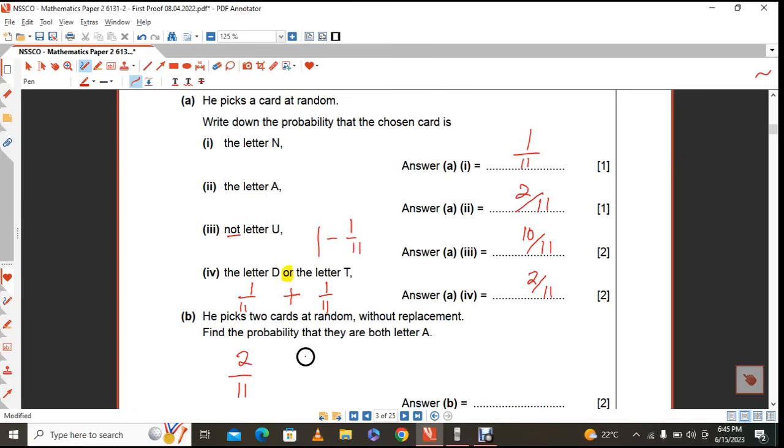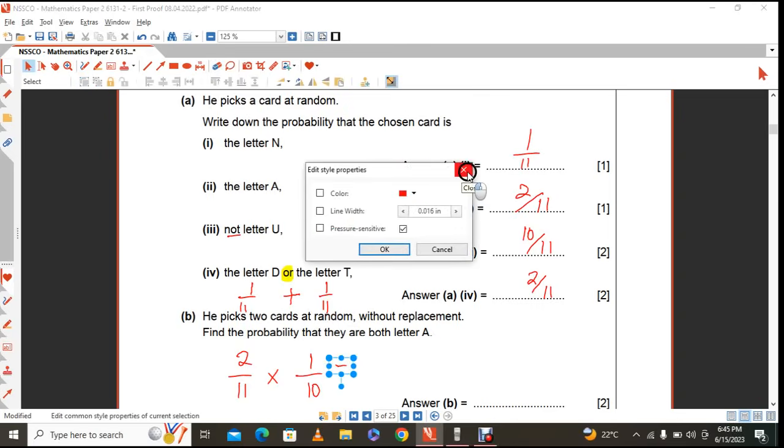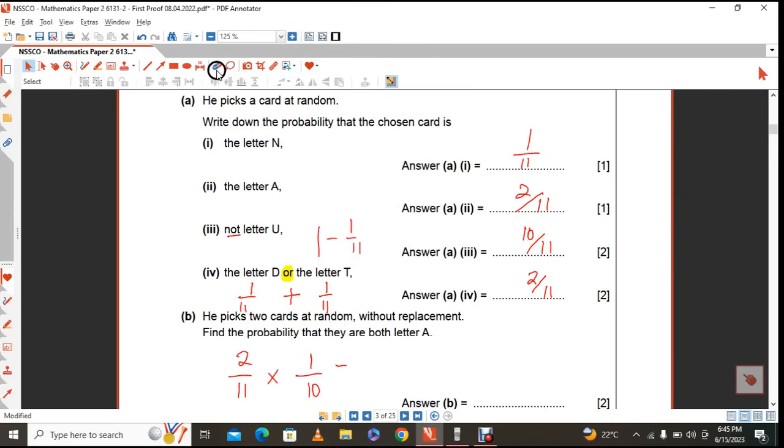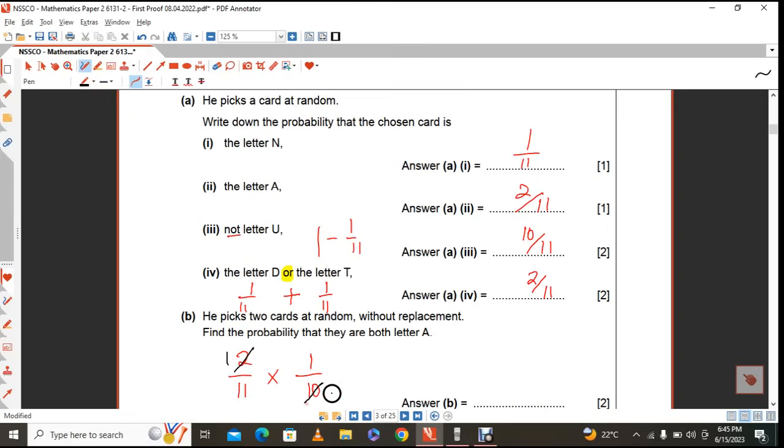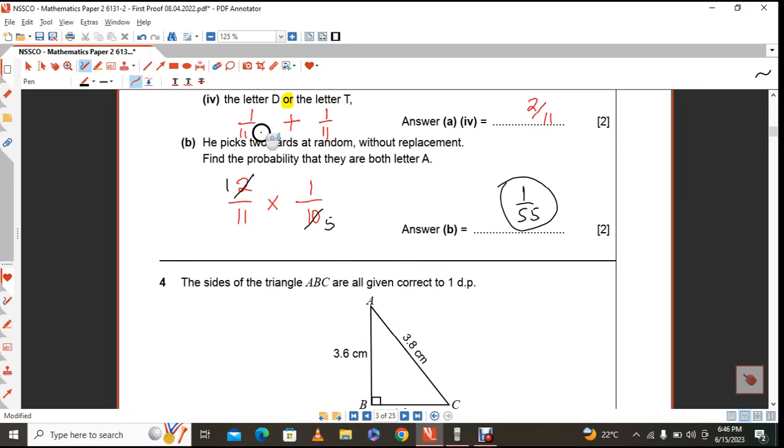Now, because you're doing things that are being replaced or not being replaced, we're going to multiply. So if you take one out, the cards are now going to be out of 10. So how many cards out of 10 will have letter A? There will be a probability of 1. So we multiply this, and of course, now you multiply numerator with numerator and denominator with denominator. I'd like to simplify that before I do that. Let's just change the color. 2 goes into itself once here, and 2 goes here, obviously 5 times. So the answer is 1 upon 55, if you multiply that out. Okay, we have a long way to go, so let's not waste too much time.